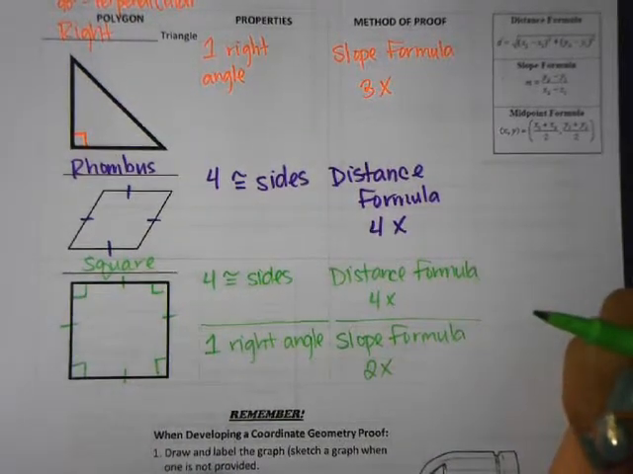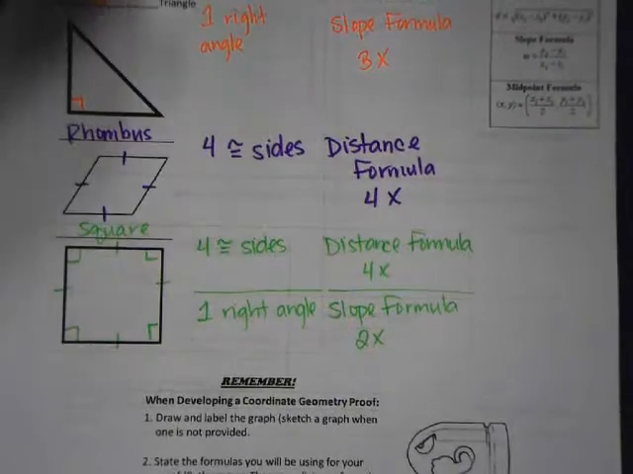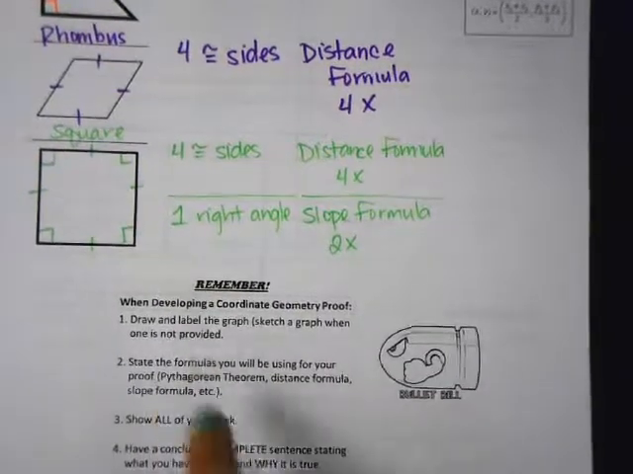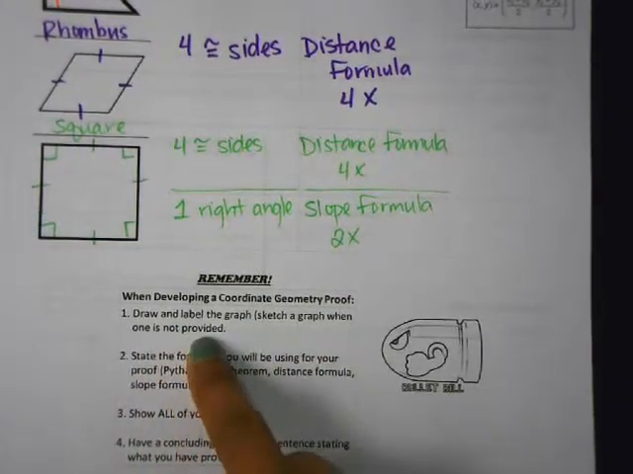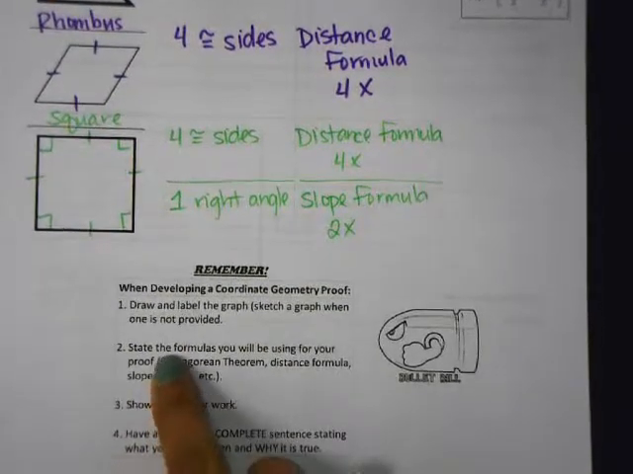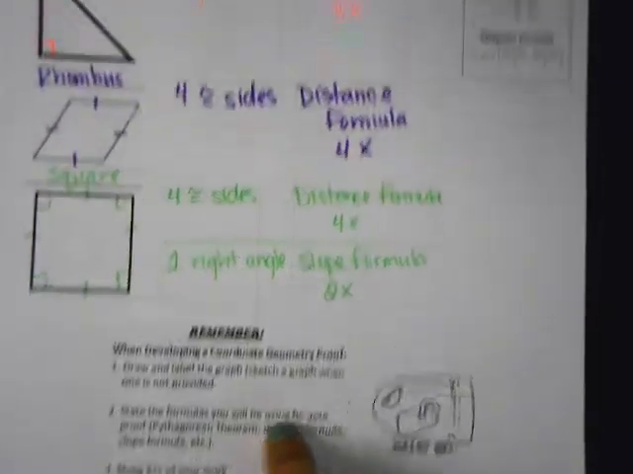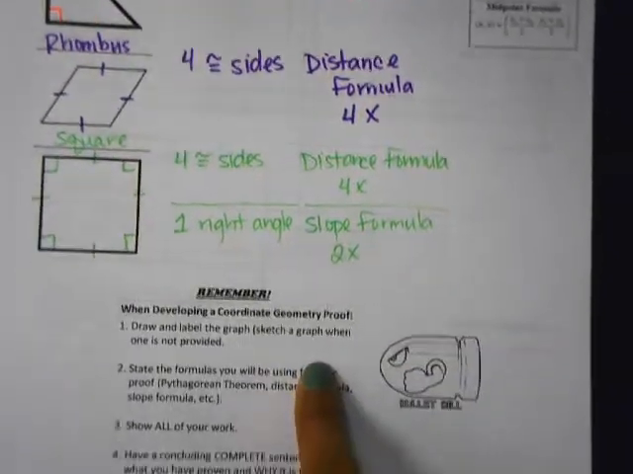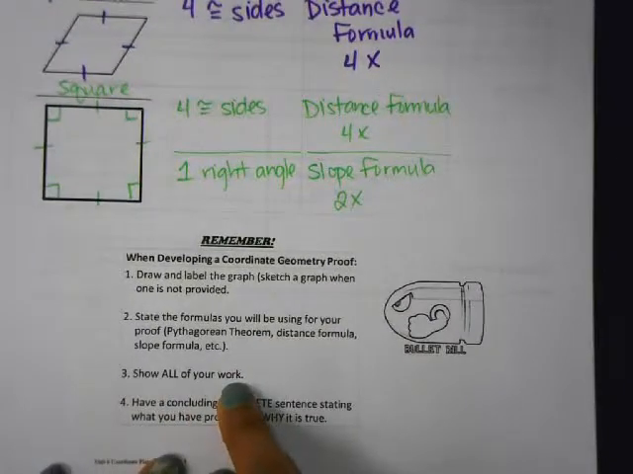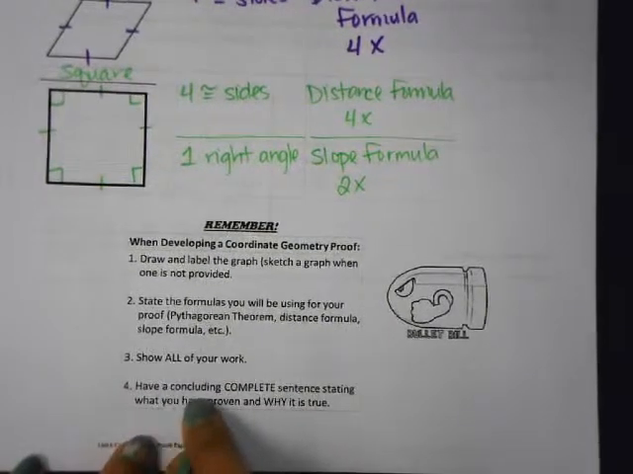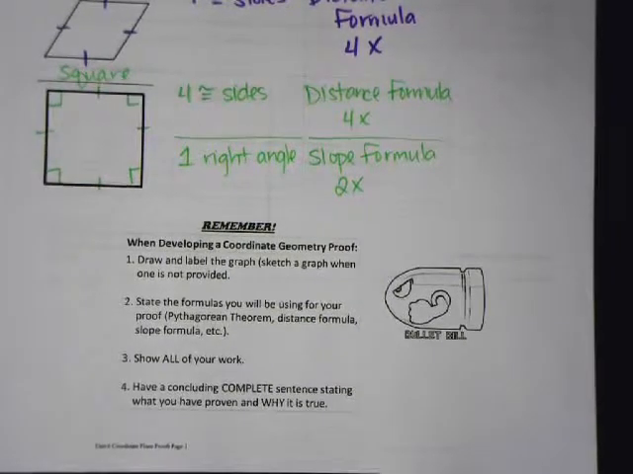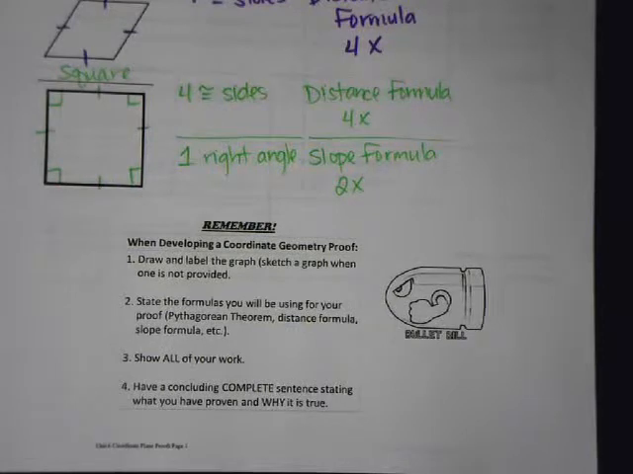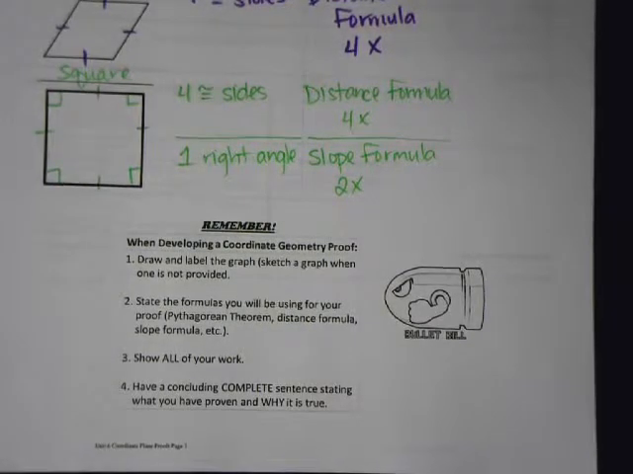Okay, now remember, when developing a coordinate proof, just like we did yesterday, the first thing we want to do is draw and label the sketch. Sketch a graph when one is not provided. Second, we're going to state the formulas we're going to be using, whether it's slope or distance for today. Third, we're going to show all of our work. And last but not least, we're going to write a concluding statement stating what we have proven and why it is true. Those are the 4 parts of our recipe for a proof. Okay, so let's go ahead and get started with our first proof.